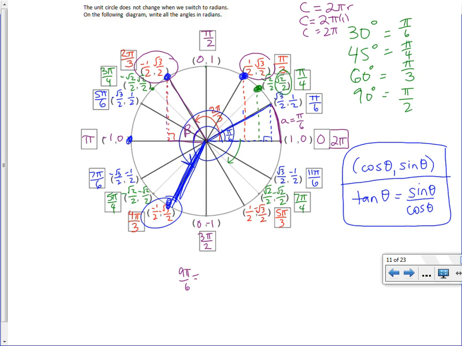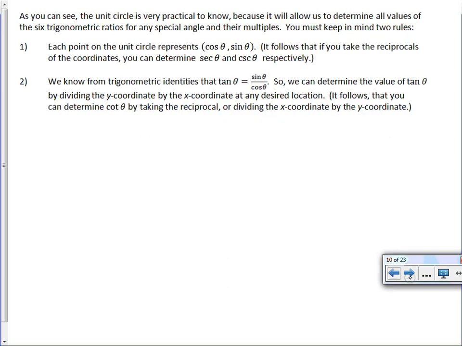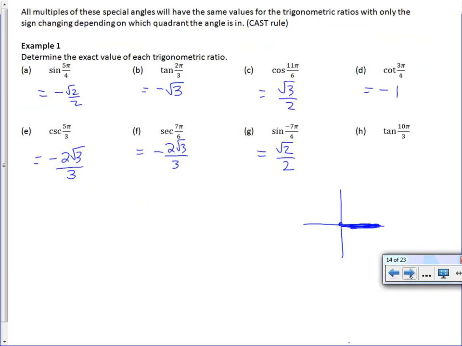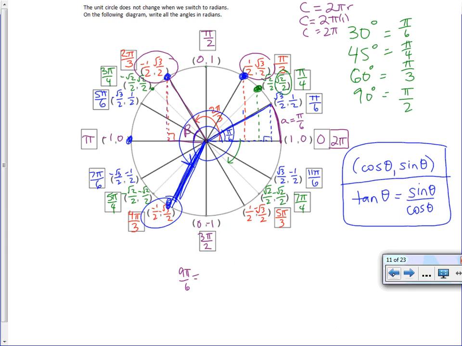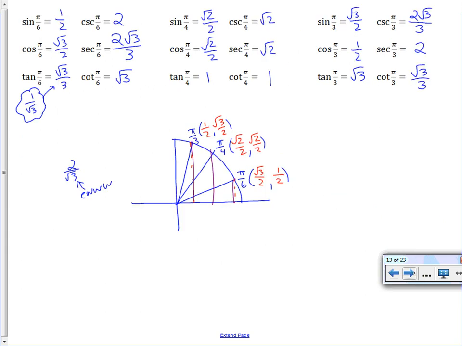So I need, what was it, cosine? What was that asking me for? Tan of 10 pi over 3. So I look over here, can I calculate tan at this location? Tan is sine over cos, y over x, negative root 3 over negative 1, which is root 3. So do you get how it works?